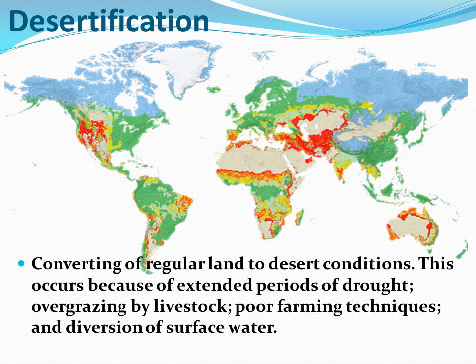Desertification is the converting of regular land to desert conditions. This occurs because of extended periods of drought, overgrazing by livestock, poor farming techniques, and diversion of surface water. So this map is showing us areas that are experiencing this. Areas that are most at risk include Central Africa, the Middle East, and the U.S. Great Plains region.